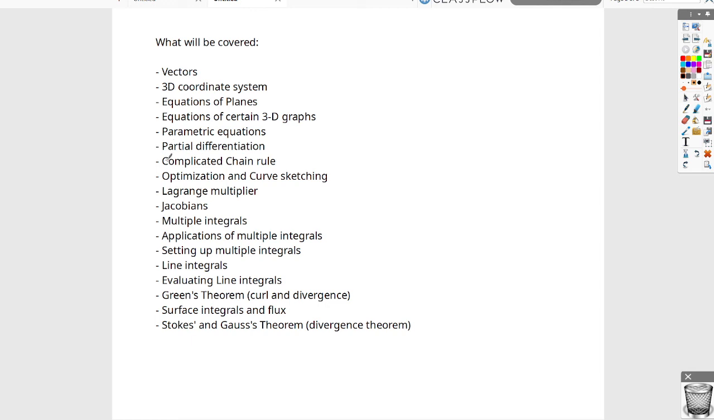Partial differentiation, complicated chain rule, optimization, curve sketching, Lagrange multipliers, Jacobians, multiple integrals, setting up multiple integrals, applications, average value and stuff, line integrals, evaluating line integrals, Green's theorem, Stokes' theorem, Gauss' theorem, or the divergence theorem, and surface integrals. And that's all we're going to cover.